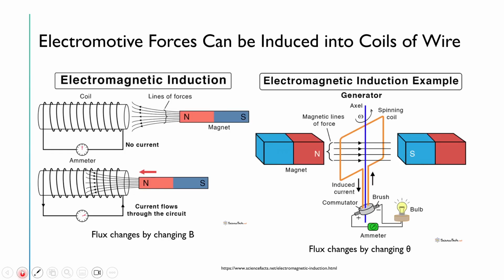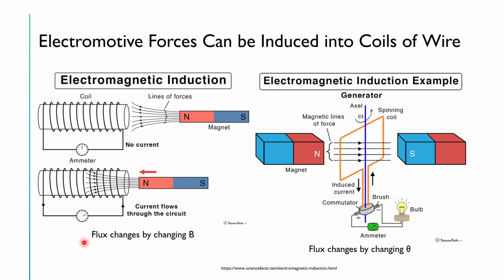So here are two scenarios where electromotive forces can be induced into coils of wire. I can take a magnet and pass it towards and through a coil of wire. And as you pass the magnet through, you're actually going to start generating a current inside the coiled wire. In these examples of electromagnetic induction, again, the electric current is happening because there is a change in magnetic flux.